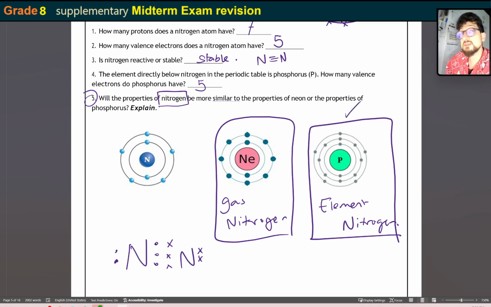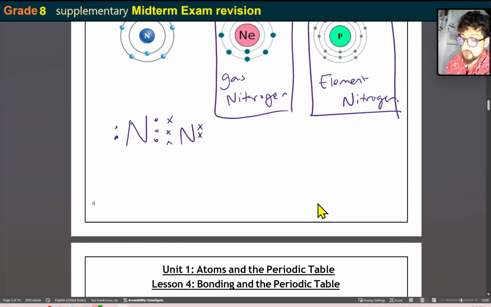Elements with the same number of valence electrons have similar properties. So for example, everything in group 1, all the alkali metals, have similar properties. They're very reactive. Everything in group 2, the alkaline earth metals, are equally reactive and have similar properties, and so on and so forth. Halogens are all in the same group. They have the same number of valence electrons and the same reactivity, more or less. They are very reactive nonmetals. And then noble gases are extremely stable. So if we're going by number of valence electrons, nitrogen is acting like phosphorus.